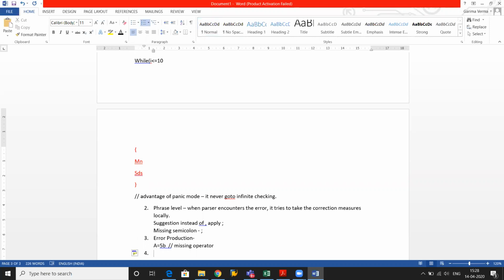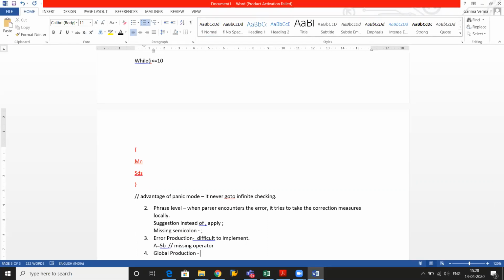Now the fourth, and obviously it is very difficult to implement. Difficult to implement. Now the last is global production. First of all, right now it is not implemented with any compiler. It is just a suggestion.